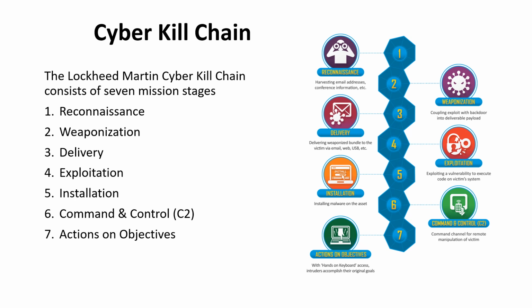The Lockheed Martin cyber kill chain consists of 7 mission stages. Number 1, reconnaissance. Number 2, weaponization. Number 3, delivery. Number 4, exploitation. Number 5, installation. Number 6, command and control, C2. And number 7, actions on objectives.